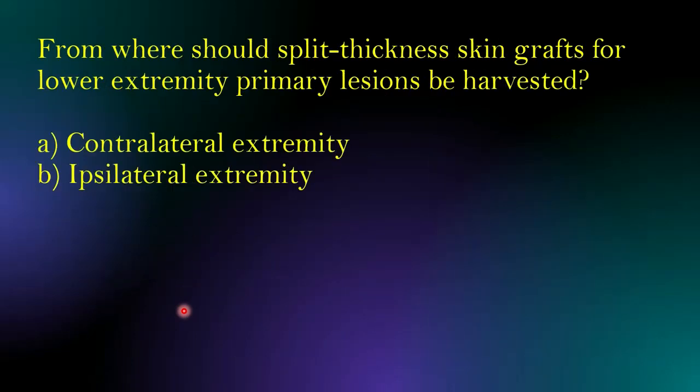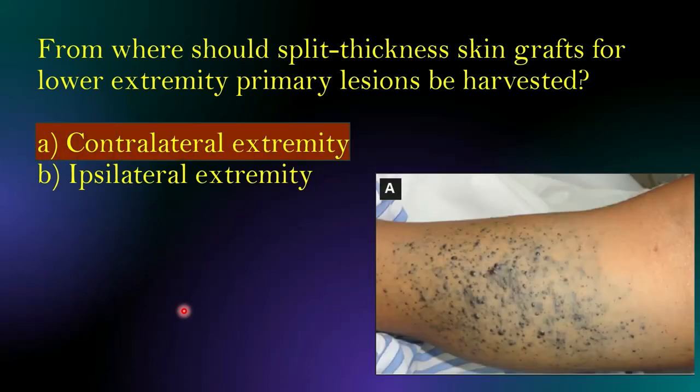From where should a split thickness skin graft for the lower extremity in primary lesions be harvested? The question means that if there is a malignant melanoma in the right leg, near the gastrocnemius region, posterior part of the right leg, from where will we take a skin graft? From the right leg or from the left leg? From the ipsilateral leg or from the contralateral leg? The answer is we will take the graft from the contralateral extremity.